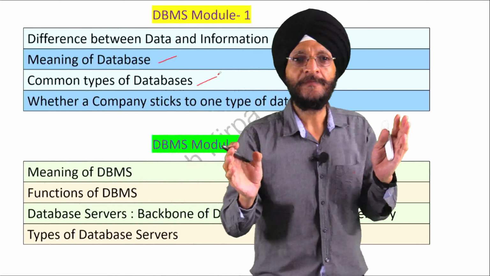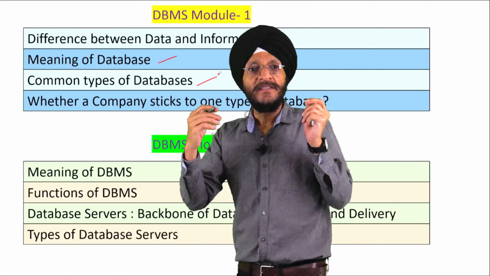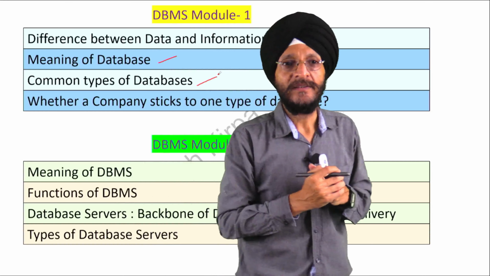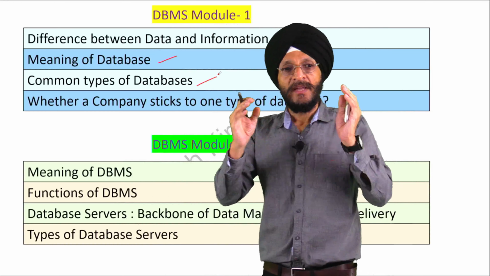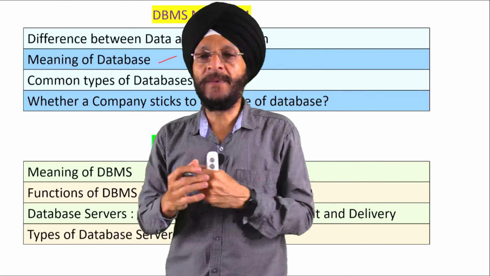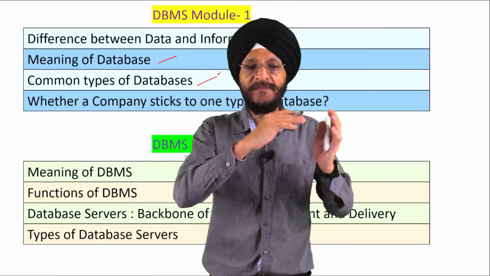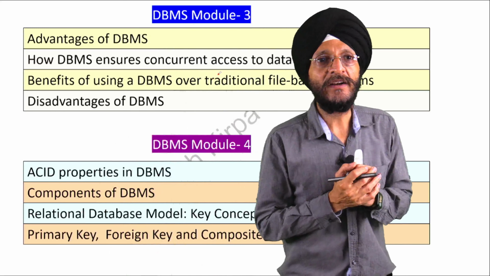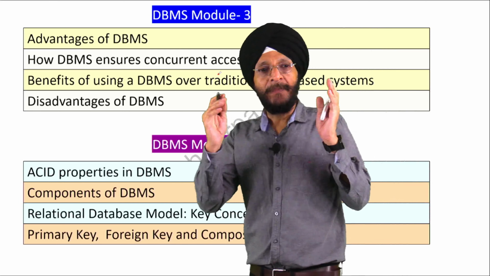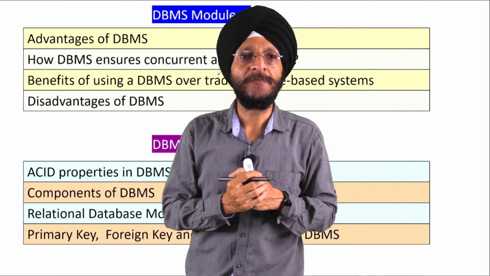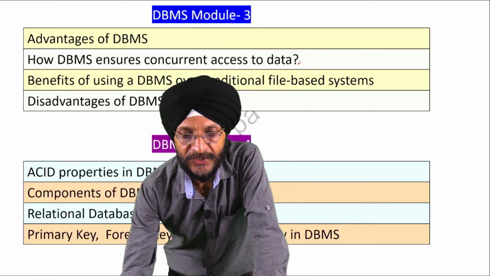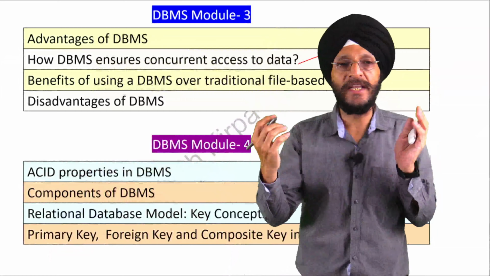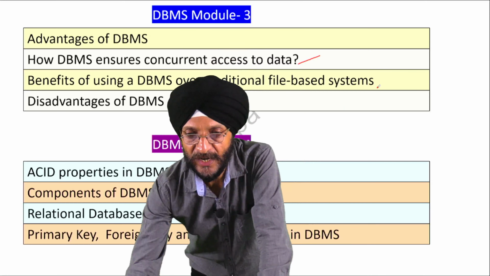Then in the second module we had discussed the meaning of DBMS, functions of DBMS, and database servers act as the backbone of data management and delivery, and what are the various types of database servers. In the DBMS module 3 we had learned about the benefits and limitations of DBMS and how DBMS ensures concurrent access to data and the benefits of using a DBMS over traditional file-based system.